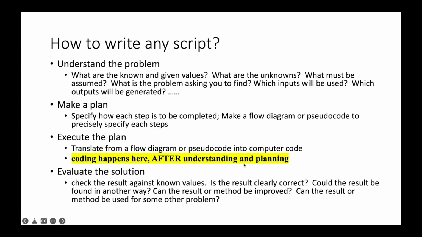There are several things to keep in mind when you want to write a script. First, we want to make sure you understand the problem. What are our inputs? What's the output? What's the given value? What are the unknowns? What's the problem you're trying to solve? Next, we want to make a plan. You want to specify how each step is going to be completed. You can do it with a flow diagram or pseudocode, which we discussed very early in this course.